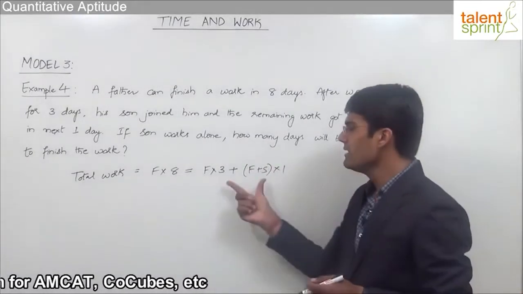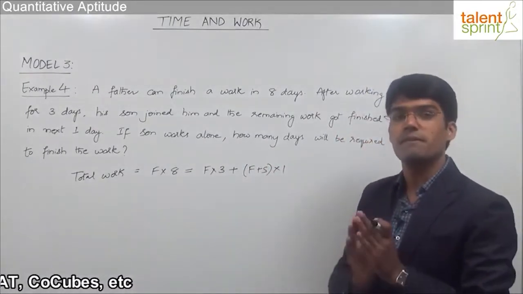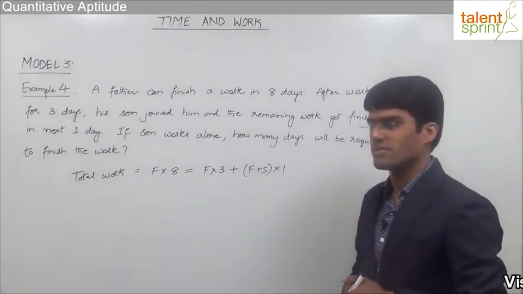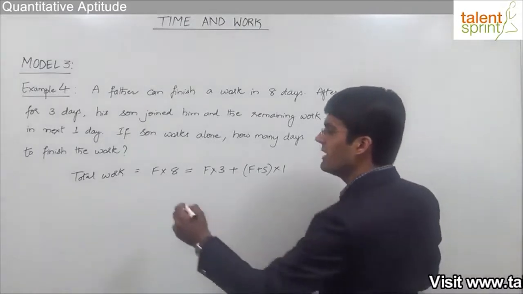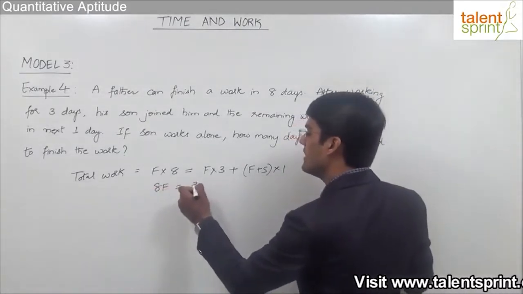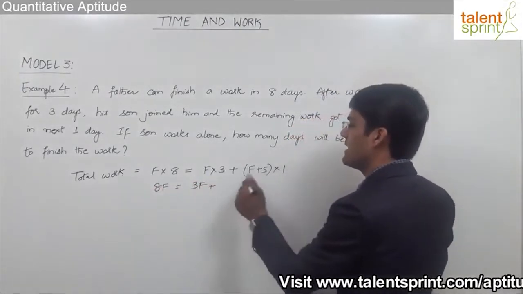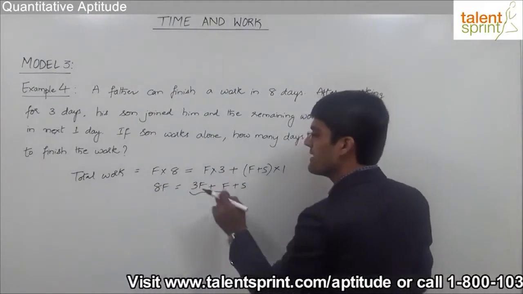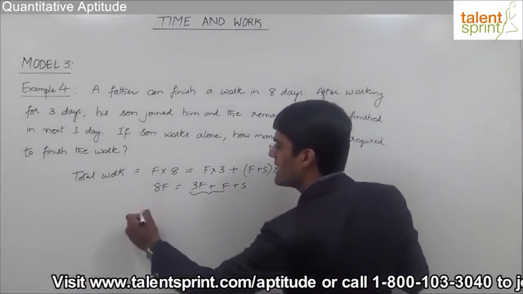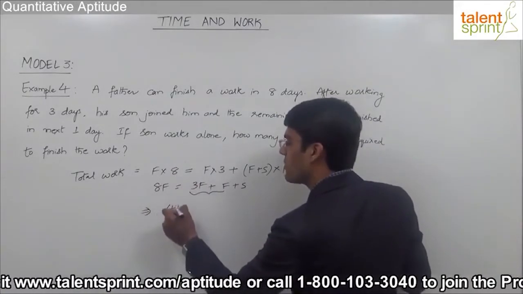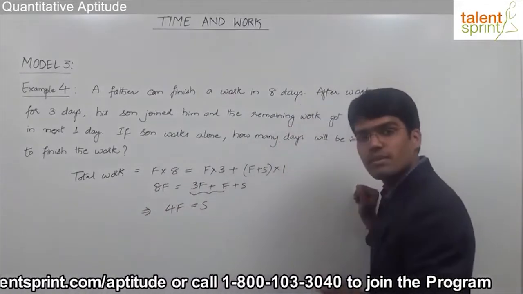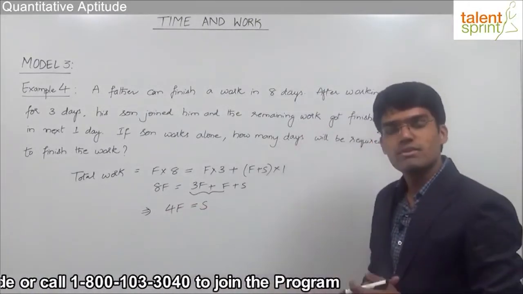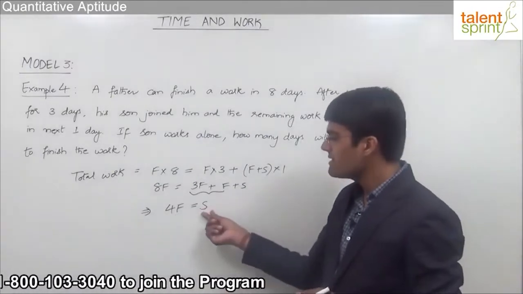So by equating these two, we can establish the relationship between father and son, that is nothing but the capacity of father and the capacity of son. So let us try to simplify this. Very clearly 8F is equal to 3F plus F plus S. Right, so from this, by taking 3F plus F, 4F, to the other side, we get 8F minus 4F, that is 4F will be equal to S. So we can understand that son's capacity is 4 times the father's capacity.